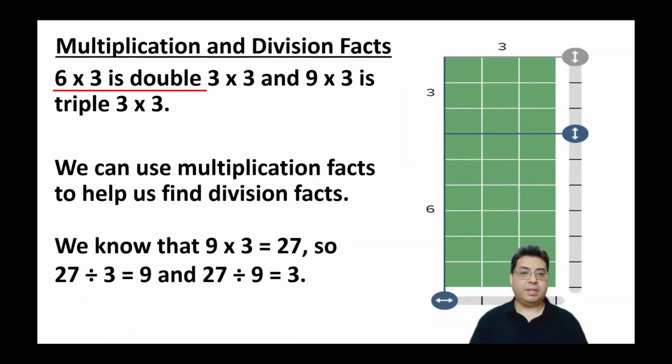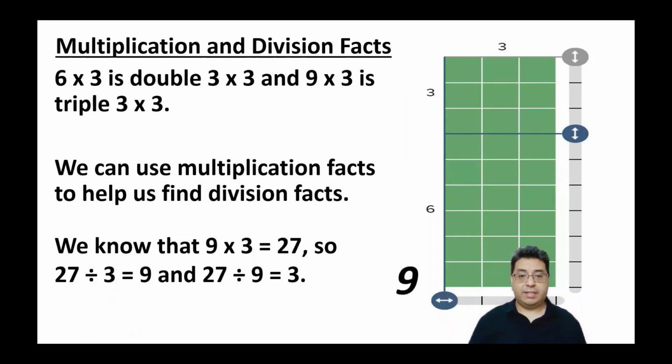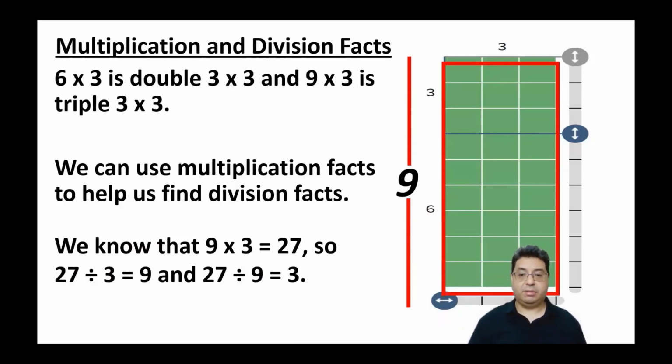6 times 3 is double 3 times 3, and 9 times 3 is triple 3 times 3. So we can use multiplication facts to help us find division facts. So we basically know that 9 times 3 equals 27. So we know that 9 takes up this entire 2D grid here, and that will give us 27. So we know that 27 divided by 3 equals 9, and 27 divided by 9 equals 3.